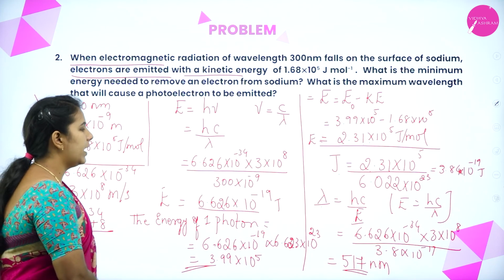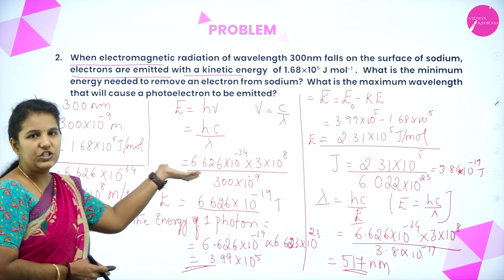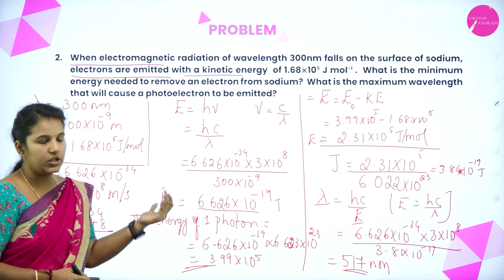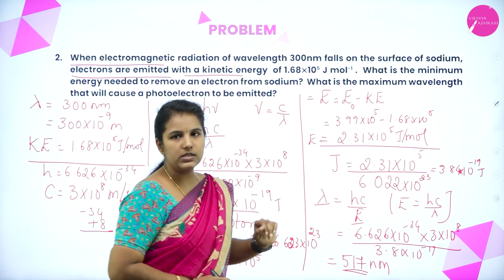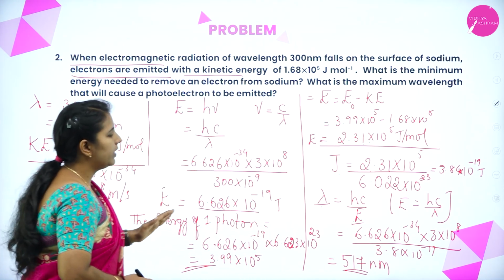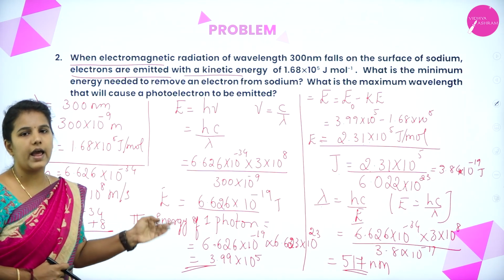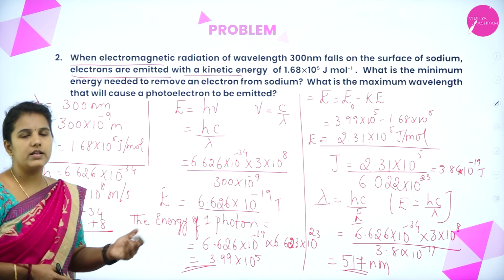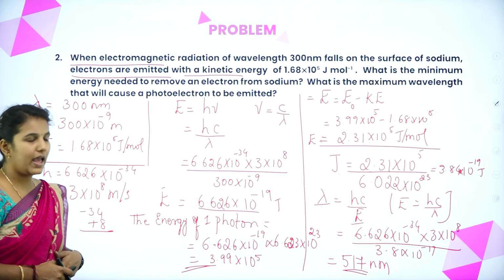So this shows that we can also calculate the wavelength by using the energy, and they have given the kinetic energy. I have subtracted the kinetic energy from the energy we obtained. So we will get the final answer as 517 nanometer. This is how we can easily solve the numerical based upon Planck's constant as well as the photoelectric effect.